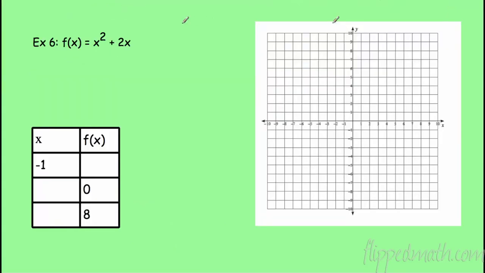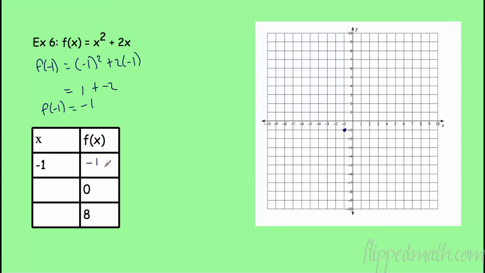Now we have a graph, okay? Now we have a couple of different things we have to do. For this one, we have to plug in for x, negative 1. So f of negative 1 equals negative 1 squared plus 2 times negative 1. Negative 1 squared is 1. 2 times negative 1 is negative 2. So f of negative 1 is negative 1. So I'm going to plot that point, negative 1 right there.